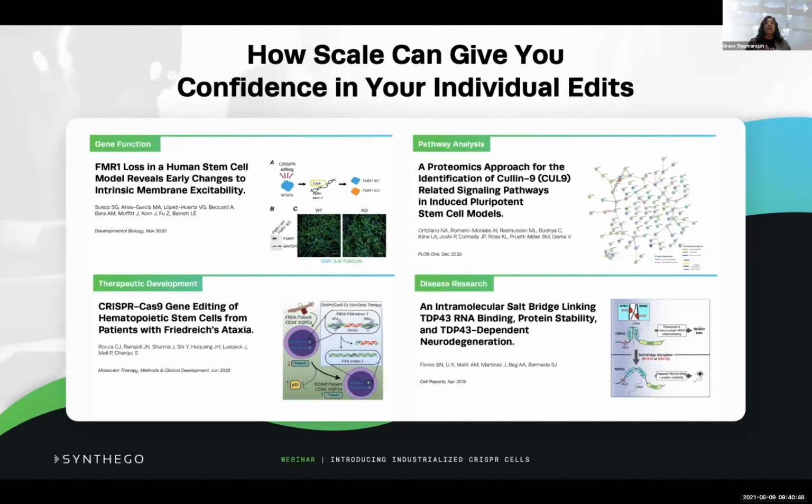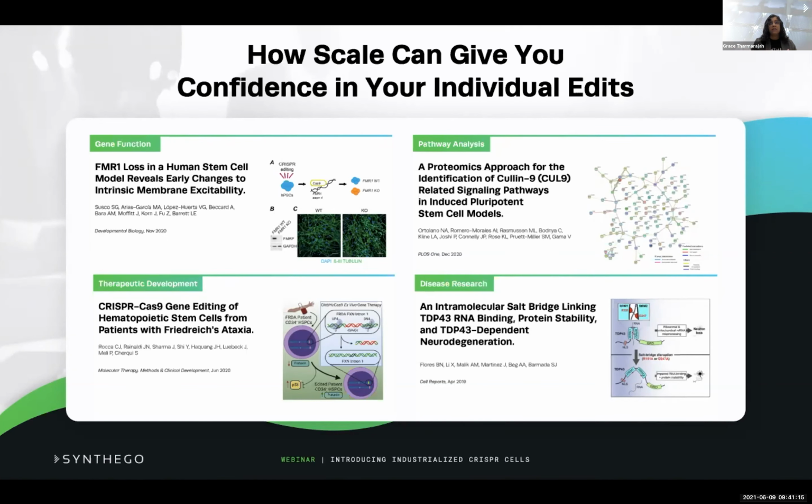Additionally, there's an example of using CRISPR-Cas9 for therapeutic development in Friedreich's ataxia, where an expansion of GA repeats in intron 1 of the gene causes disease. And so in knocking out those GA repeats, you're creating a solution potentially to a treatment or a treatment process for that disease.